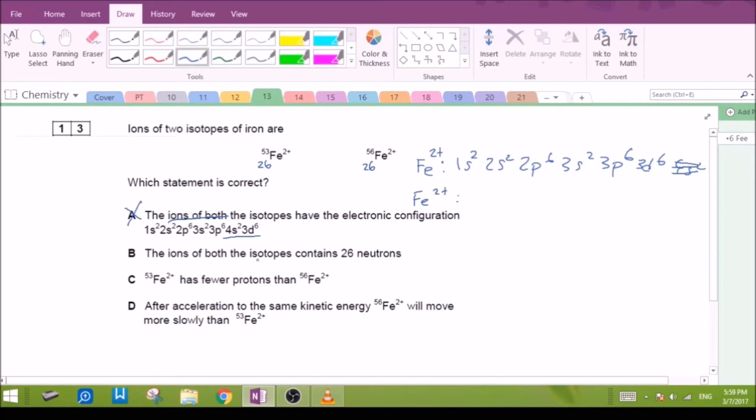The ions of both the isotopes contain 26 neutrons. To find the neutrons, we have to take the mass number, the nucleon number, and subtract the proton number. So 53 minus 26, we have 27 neutrons. 56 minus 26, we have 30 neutrons. So it is not true that both of them contain 26 neutrons.